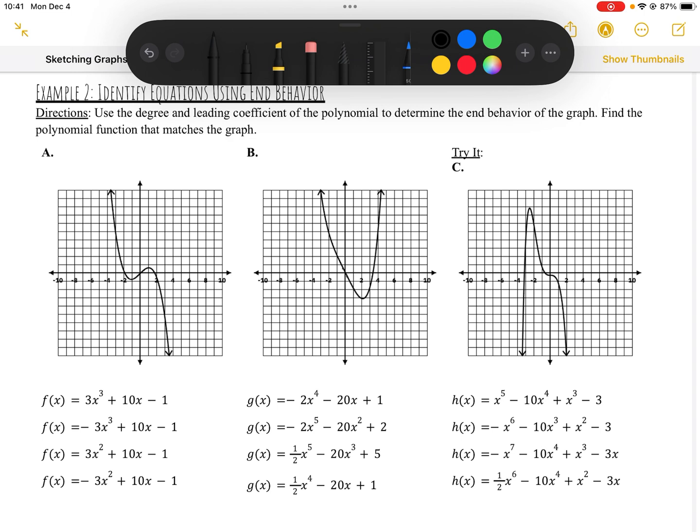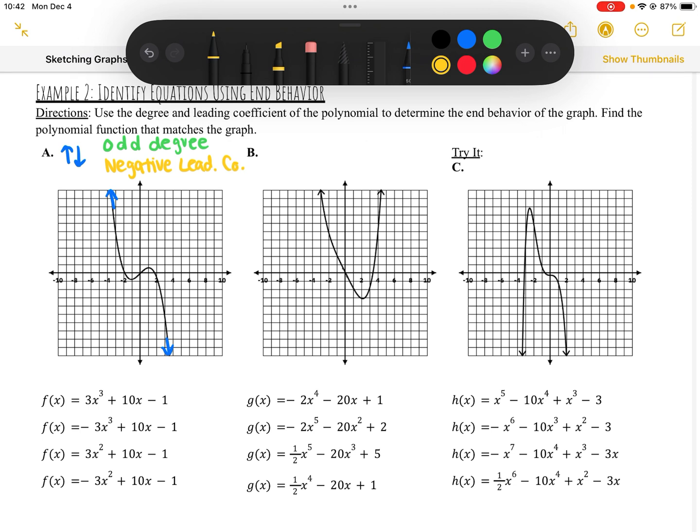So for A, if I look at my end behavior, my first arrow is going up, second arrow is going down. So if my first arrow is going up, second arrow goes down, that means I have an odd function because they're opposite directions, and it is going to have a negative leading coefficient. So again, odd is going to be the degree. Negative refers to that leading coefficient.